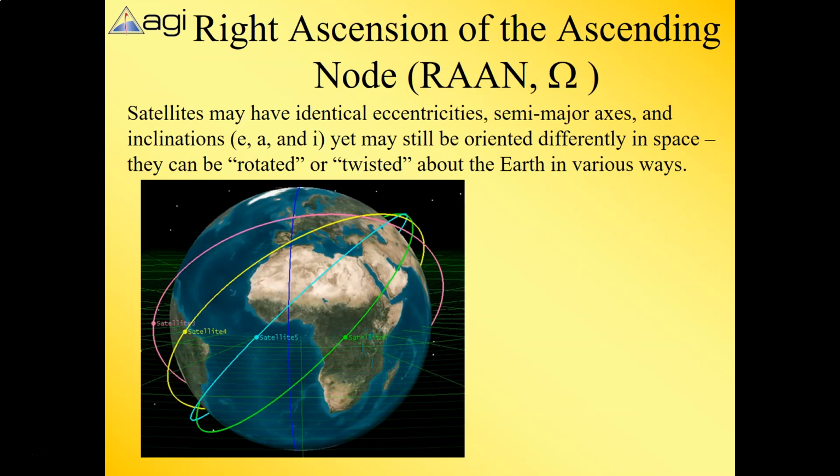Now, I'm not going to lie. Right ascension of the ascending node is probably the most difficult orbital parameter for students to grasp. That doesn't mean that you can't. It is a little challenging, though, at first.